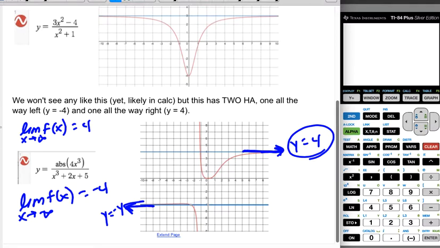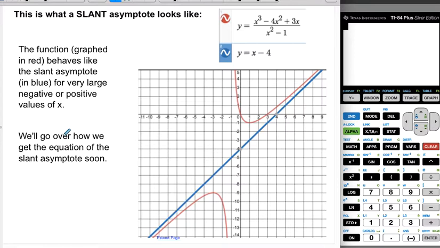So moving on. This is what a slant asymptote looks like. It's named slant because it slants. Essentially, when you have a function where this degree is 1 higher than this degree, and we're going to spend some time figuring that out in the next couple slides, what you end up with is this blue line that is essentially a linear equation, and the graph follows that linear equation.